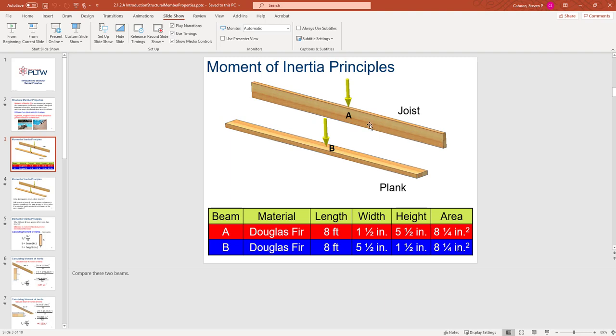So if you look underneath your deck, you'll see a whole bunch of boards that are standing up like this, and those are called joists, and they are in a joist formation, up on their edge like that. Plank formation. So here it says that board B is 8 feet long also, 5.5 inches by 1.5 inches.